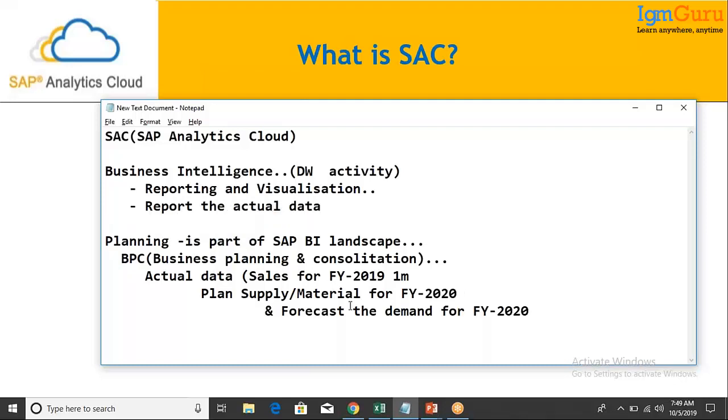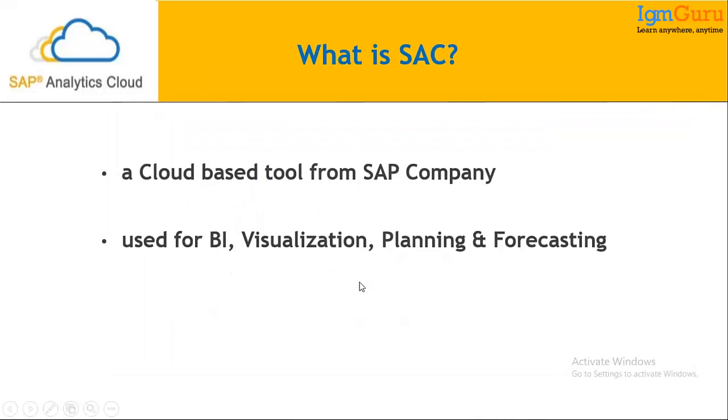But in planning, we take the actual data, we use some sort of techniques, and based on that we plan the material or the supply based on the demand for 2020. We can come up with the demand based on some calculations available here. That is the advantage of SAC and any other BI tool in the market.